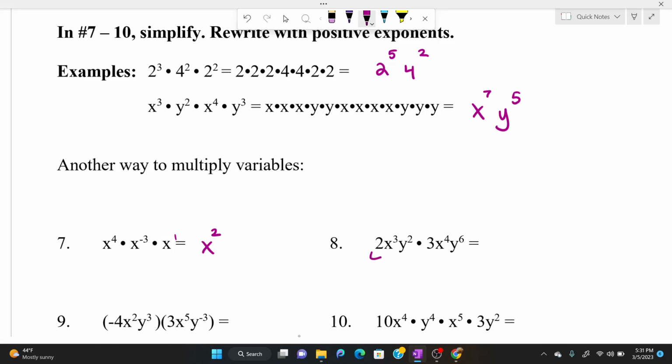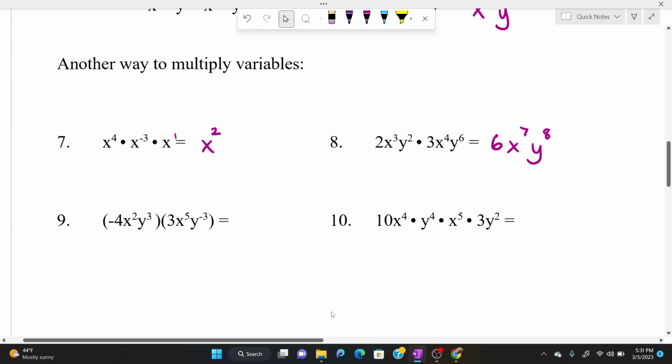Okay, let's see here. Let's multiply the numbers first. 2 times 3 is 6. And then I'm doing an x to the third times an x to the fourth. That'll give me x to the seventh. And then y squared, y to the sixth will give me y to the eighth. Same base, add the exponents.